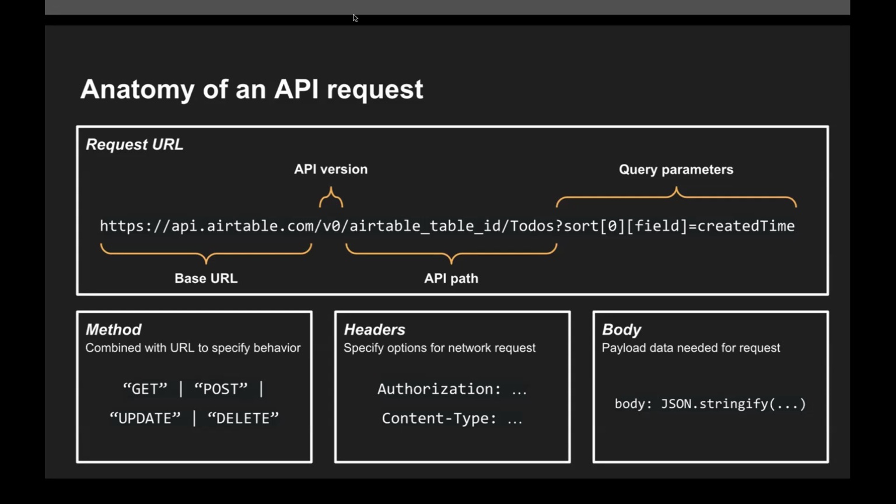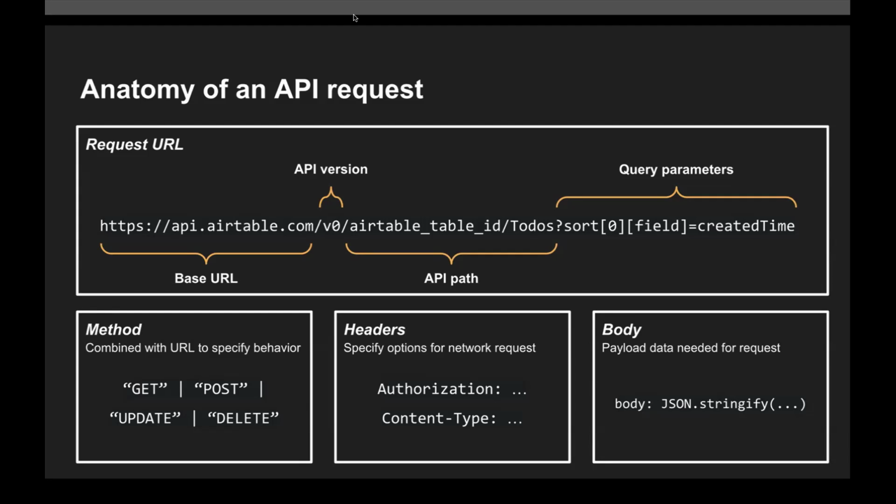Great. And then the final main component you should be aware of is the body. This is where you would send up additional information that you might need to send with the API request. For example, in Airtable, if you're adding a new element to the table, this will be where you would send up the information for that new element that you want to add. You'd add that separately in the body.